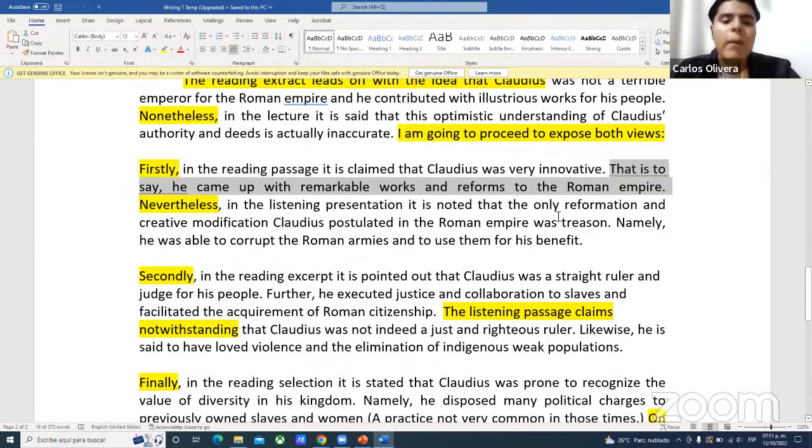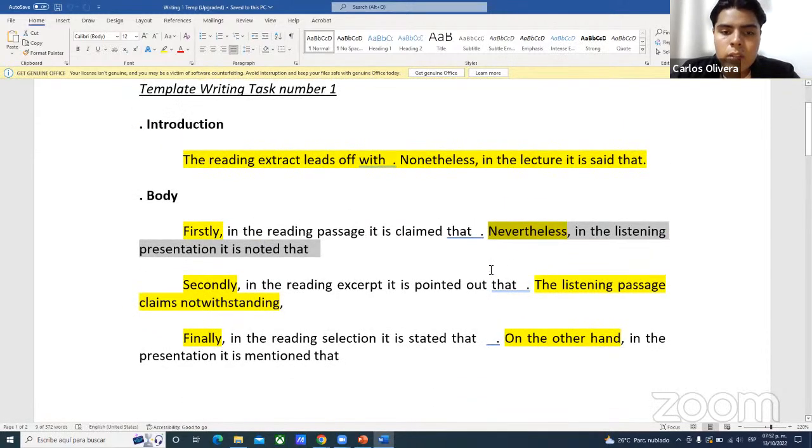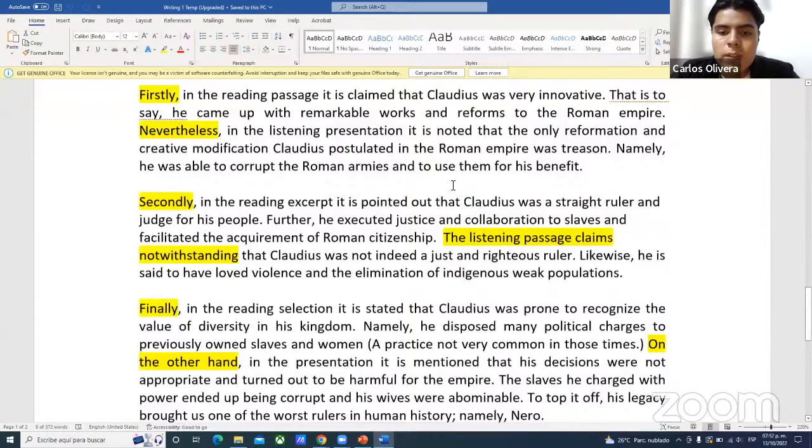That is to say, he came up with remarkable works and reforms to the Roman Empire. Why? Because this is what the reading passage said, right? I'm not inventing this or adding my knowledge. This is what the reading passage says, if you remember. So that is the first phrase. We are summarizing, as I say, the first point made in the reading passage, no more than that. Now, as you can see, another connector. Nevertheless, in the listening presentation, it is noted that, right? So you can read, and let us see how I used it.